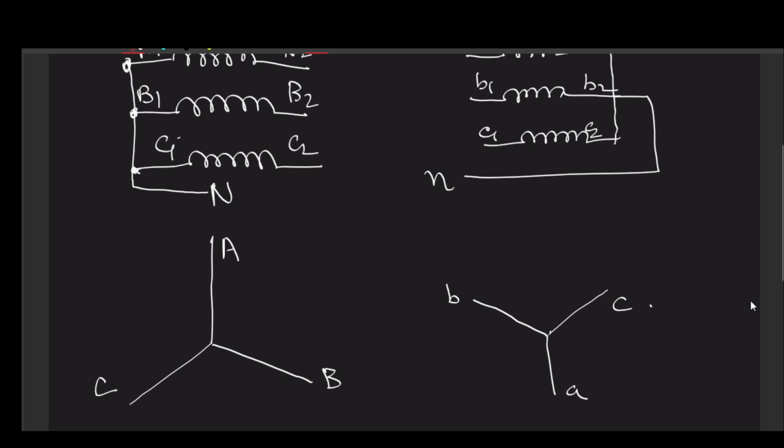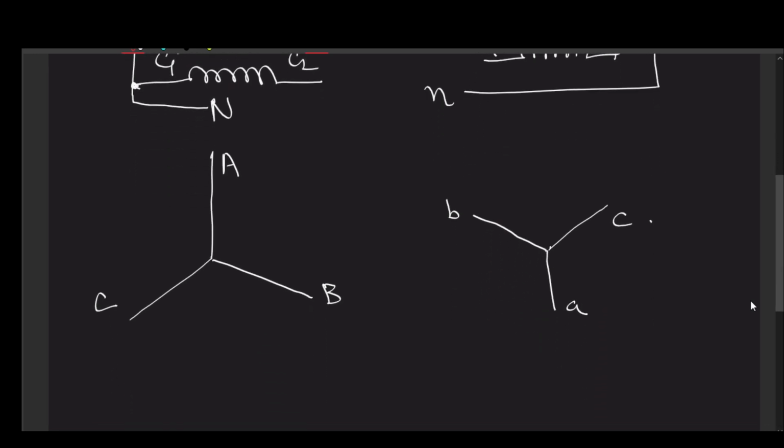Now let us try to realize DD6. Obviously, as I have mentioned, that you cannot have YD6 or YD0 or DY0, DY6. It is only possible when your primary and secondary are having either same configuration, or it is possible to realize it with delta zigzag case. So let us see this.